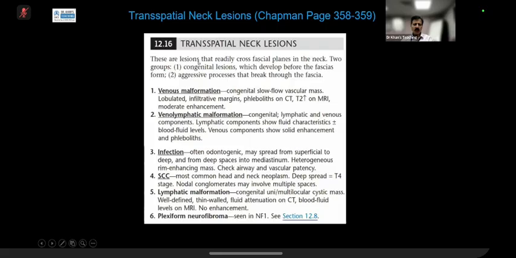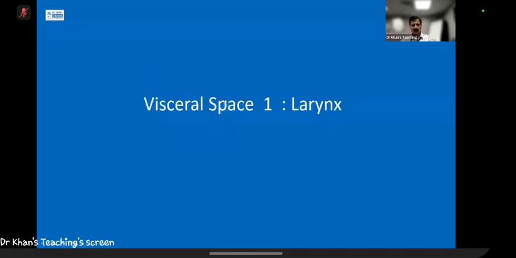So these are lesions that readily cross fascial planes in the neck, two groups: congenital lesions and aggressive processes which break through fascia. So venous malformations or veno-lymphatic malformations, look at this word, lymphatic malformation. Previously we used to call it a cystic hygroma also, but now this is the terminology which we use. So I just wanted to cover this differential diagnosis, otherwise we were not covering it.